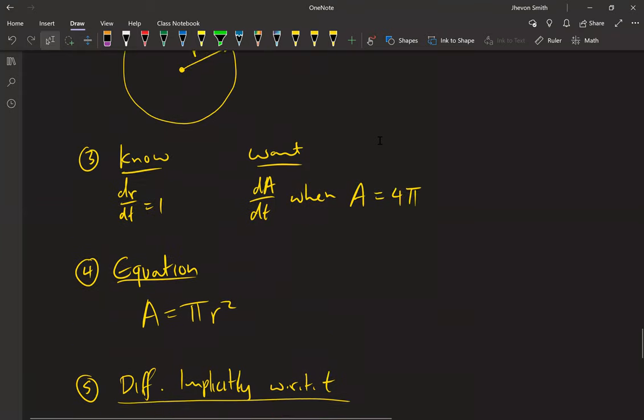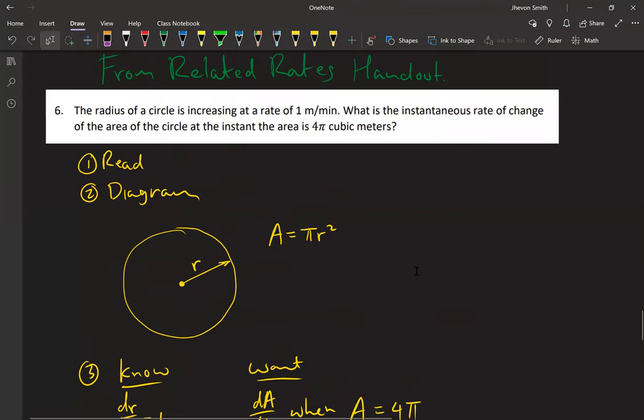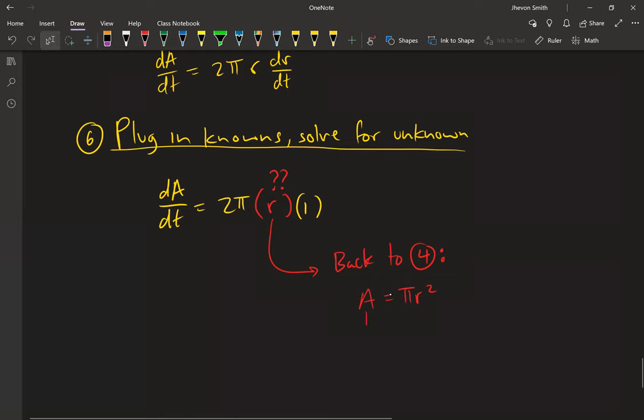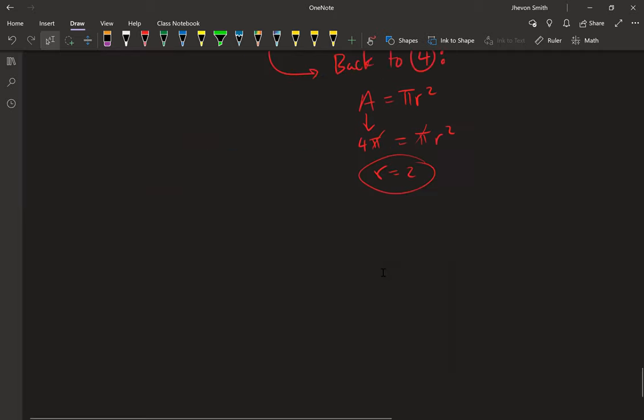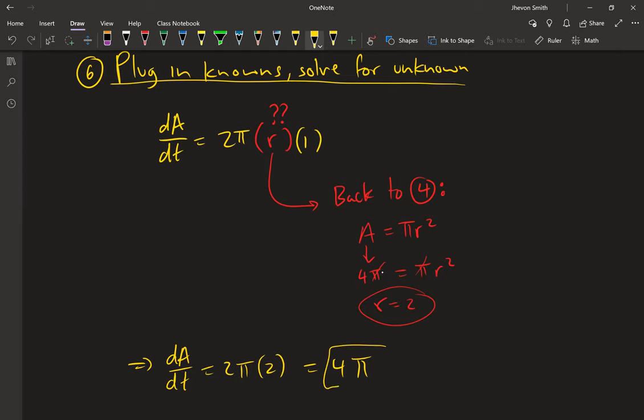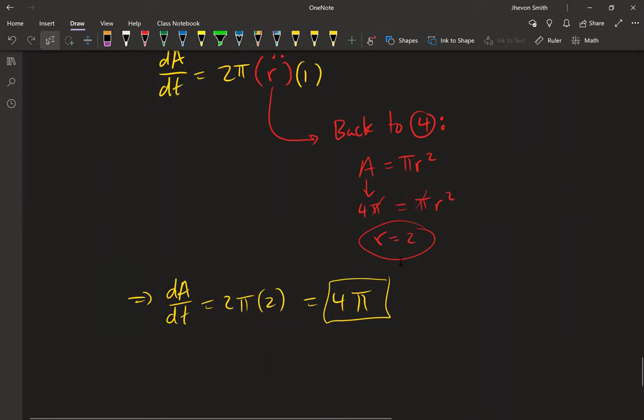Now, what do we know in that equation? Well, we know what the A is. The A is 4 pi. So I would just plug that in, 4 pi. Boom, boom, you'd get your r equals 2. And so now you go back and you plug that in. And that's it. So the rate is 4 pi meters squared per second. But that's it.